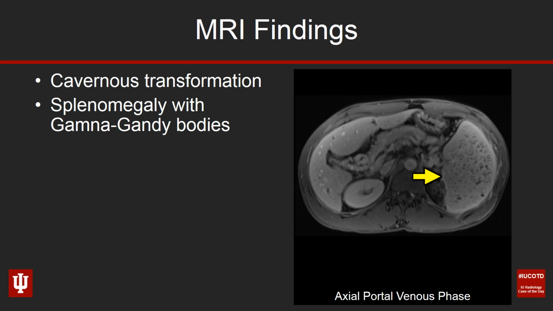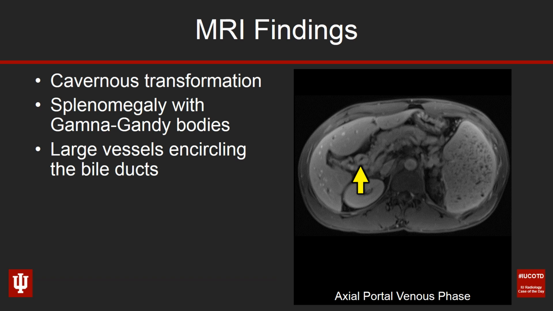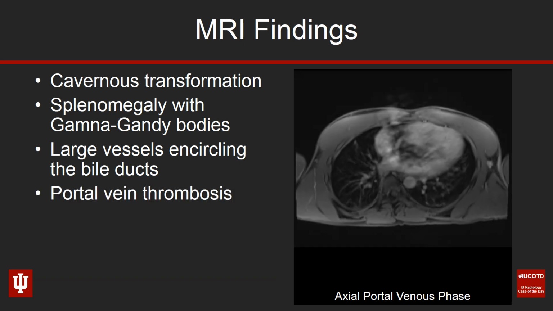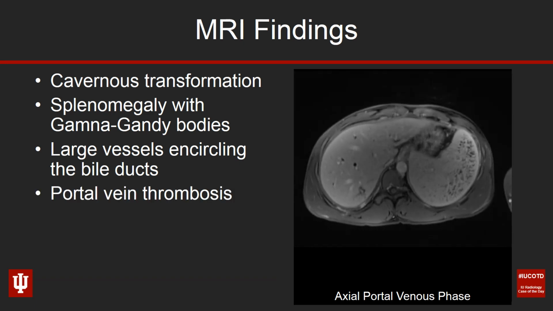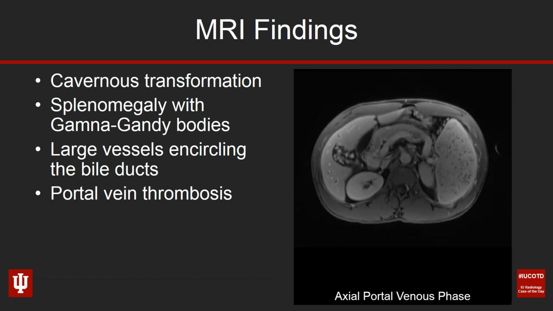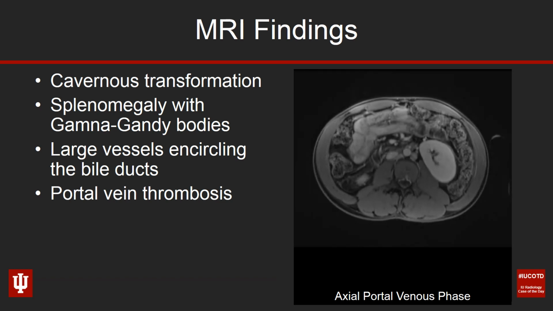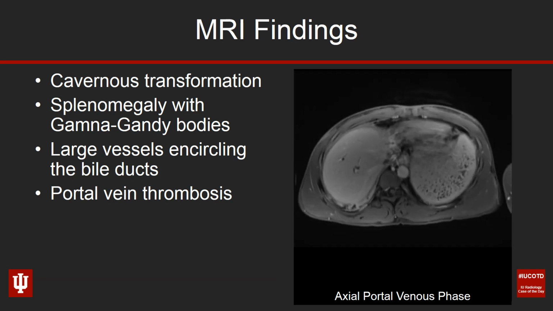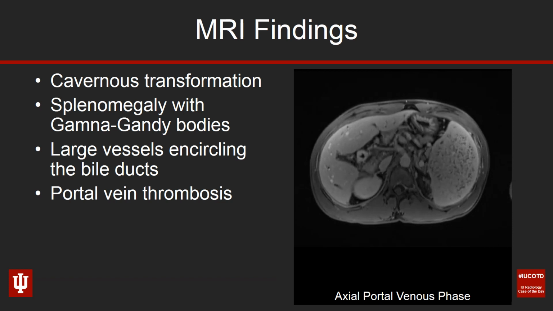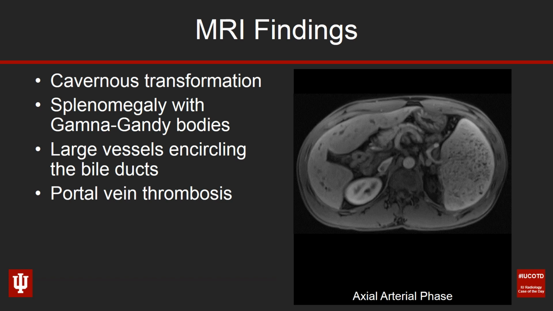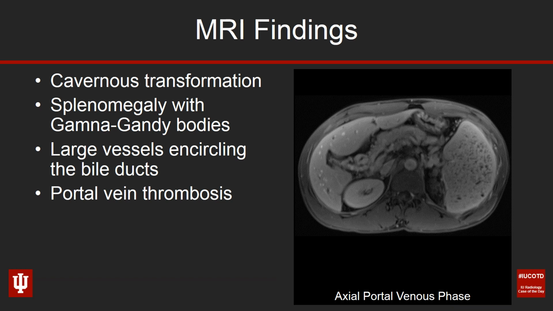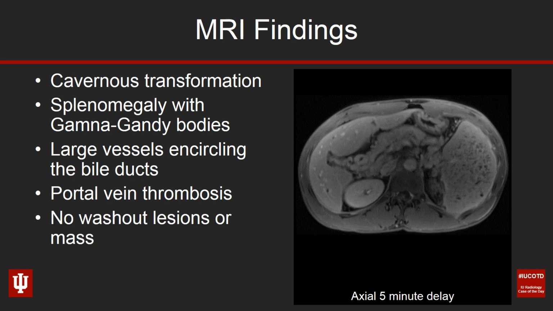The spleen is enlarged and contains innumerable punctate foci of low-signal lesions reflective of Gamna-Gandy bodies and portal hypertension. The large vessels at the porta hepatis actually encircle the bile ducts. This is better depicted on the cine loop. The portal hypertension, of course, is secondary to chronic thrombosis of the portal vein. On the arterial, portal venous, and delayed images, the structures surrounding the bile ducts are indeed venous in origin.